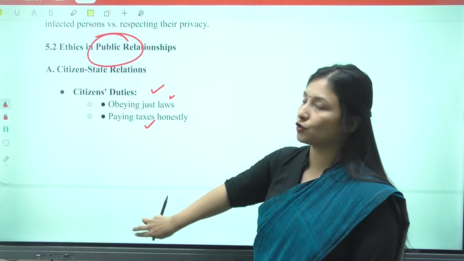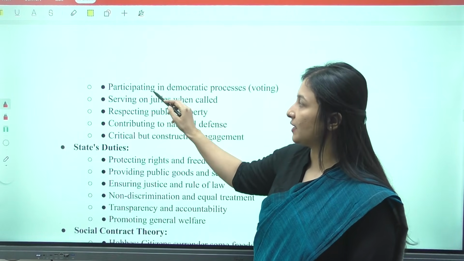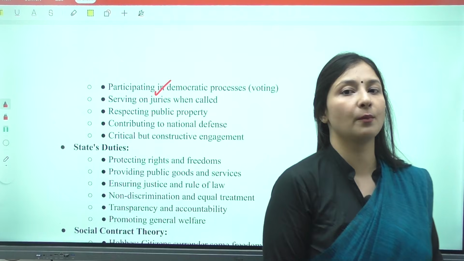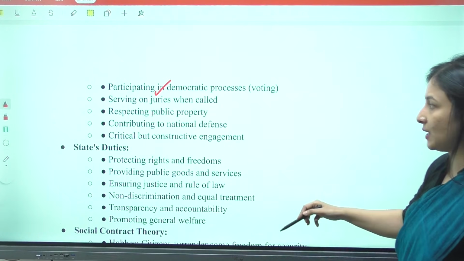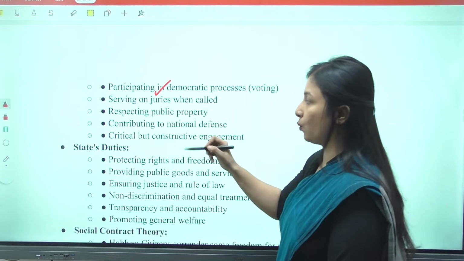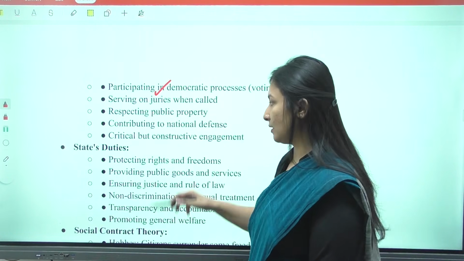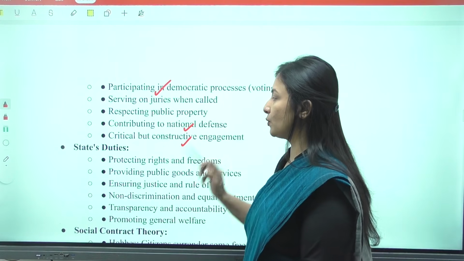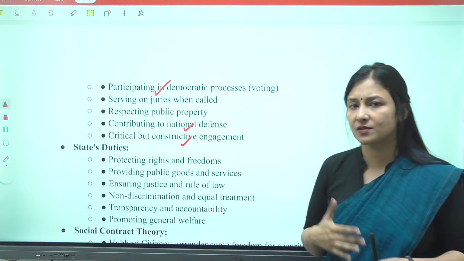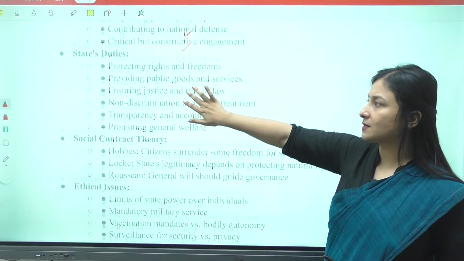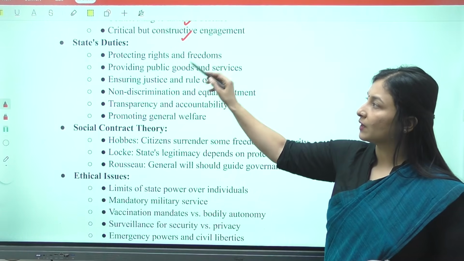It is very essential to pay the taxes honestly. It is very essential to participate in the democratic decision making. Please go and vote. Okay? It is very essential to be a good Samaritan, right? Contribute to national defense, right? And constructive engagement. What is the state's duty over here?